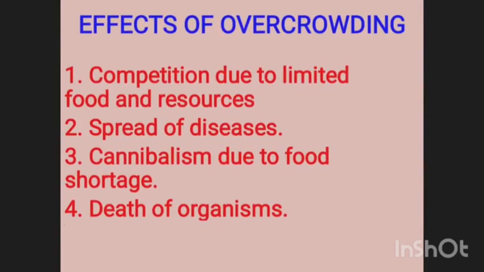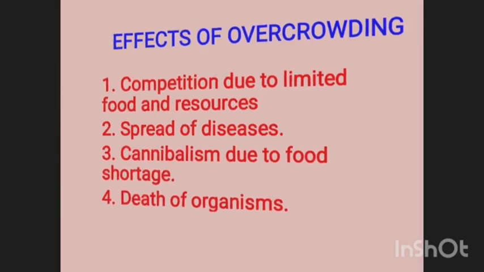Let's look at the effects of overcrowding. What happens when there's overcrowding? What are the effects? Number one, there'll be competition due to limited food and resources. Since there are too many organisms, the food and resources will not be enough, so it will lead to what? Competition. It can lead to spread of diseases. Then, if the competition is severe, it can lead to what we call cannibalism, whereby they begin to feed on themselves, begin to eat their own kind. That's cannibalism. Then it can also lead to the death of organisms. If the organism cannot compete or survive, it can lead to their death.